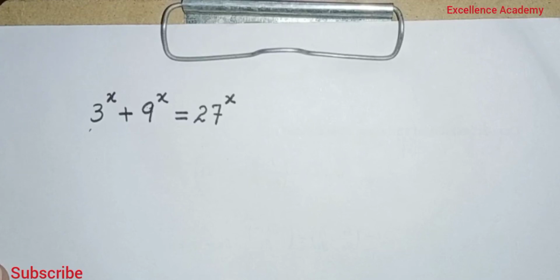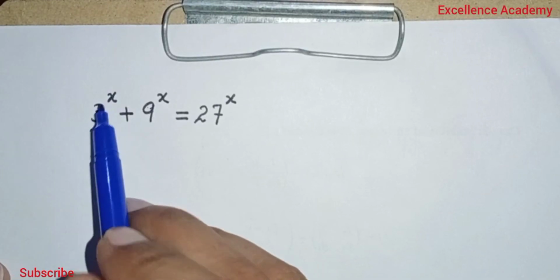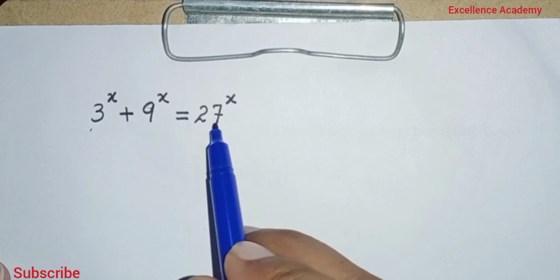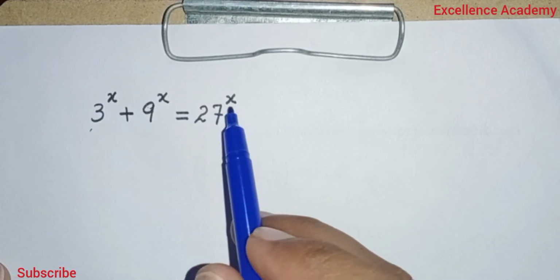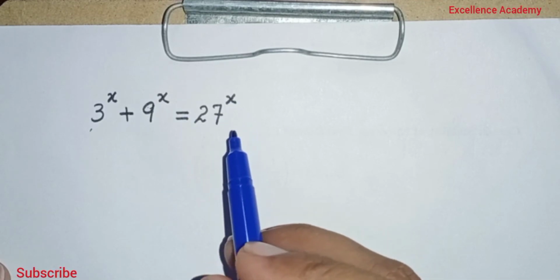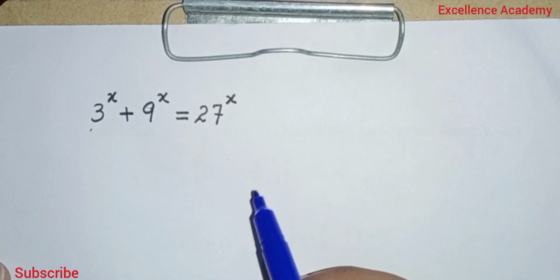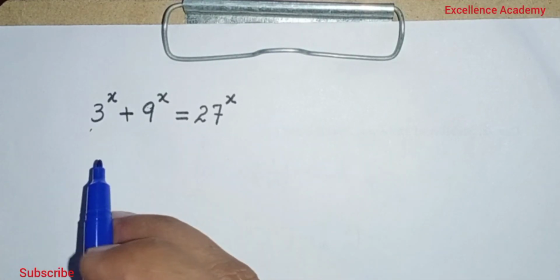Hello guys, today we have to solve this question: 3^x + 9^x = 27^x. We have to find the value of x, and this question is taken from the Ukrainian Olympiad maths. Let's start.